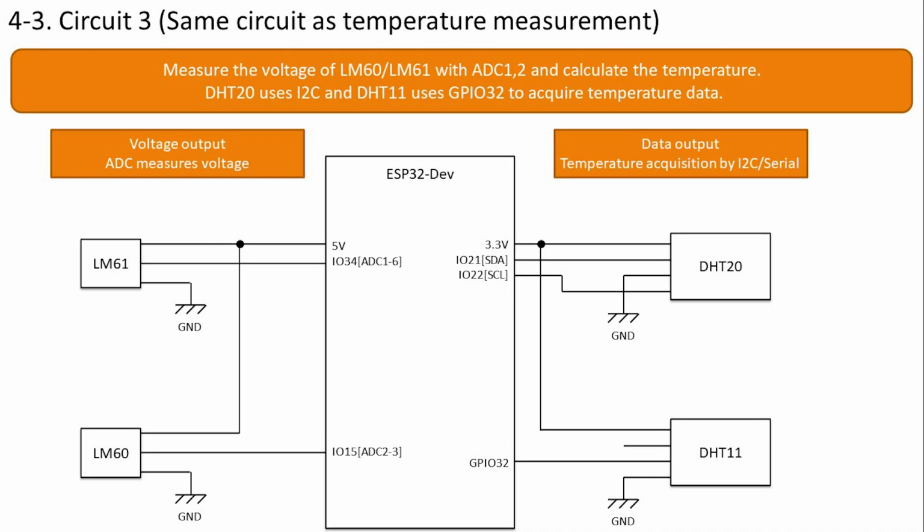Move on. This circuit measures AHT25. Since it will be the same as the previous circuit, the confirmation is omitted. Move on. This circuit measures DHT20 and DHT11. Since DHT20 acquires data with I2C, it is the same as before. Since the DHT11 acquires data through serial communication, any normal terminal is fine. I am using 32 this time.